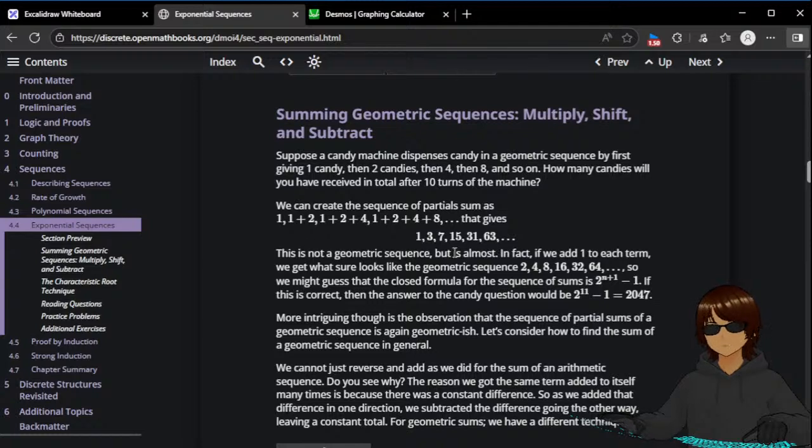That gives 1, 3, 7, 15, 31, 63. This is not a geometric sequence, but it is almost. In fact, if we add 1 to each term, we get what sure looks like the geometric sequence 2, 4, 8, 16, 32. So we might guess that the closed formula for the sequence of sums is 2 to the power of n plus 1 minus 1. If this is correct, then the answer to the candy question would be 2 to the power of 11 minus 1. It's 2047.